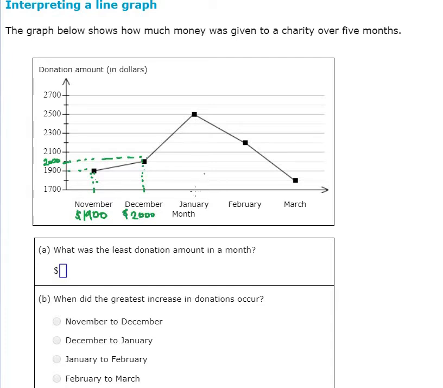When it is January, we notice that it is this point right here. So January goes all the way up to this point, and on the y-axis, the corresponding y value is $2,500. Let's write it here, $2,500. When it is February, the amount of dollars that was donated to charity was $2,200.